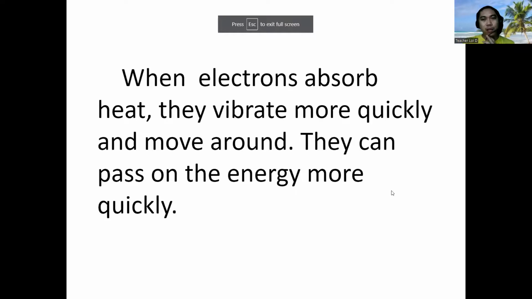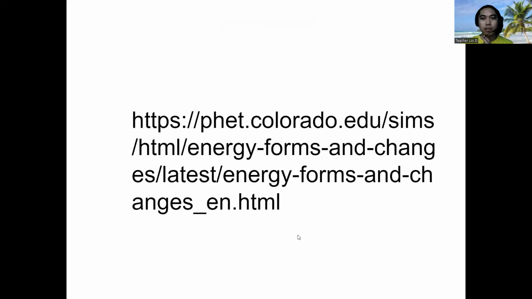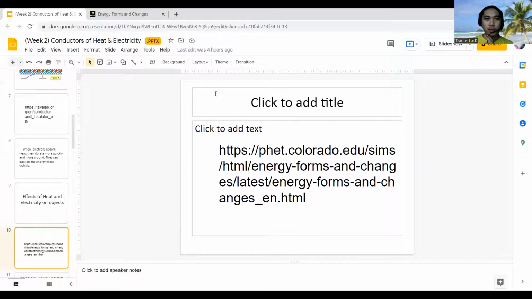Okay. So, when electrons absorb heat, they vibrate more quickly and move around. They can pass on the energy more quickly. So, yung katulad sa simulation, nakikita natin, di ba? Kapag na-absorb nila yung heat or electricity, they vibrate more quickly and move around. They can pass the energy more quickly. So, these are effects of heat and electricity on objects. So, let us use this PhET simulation.